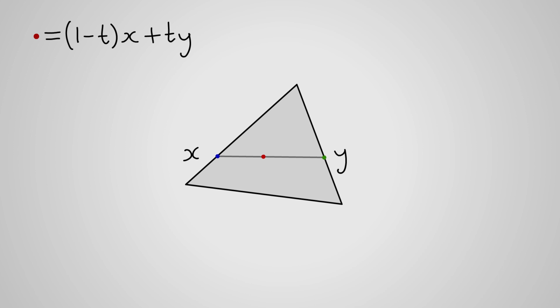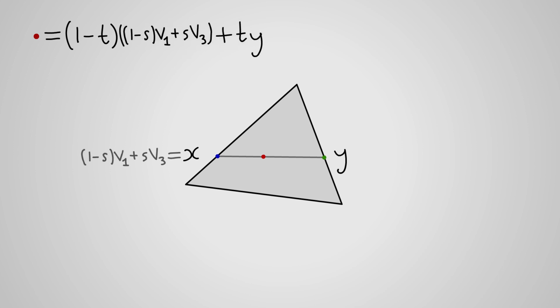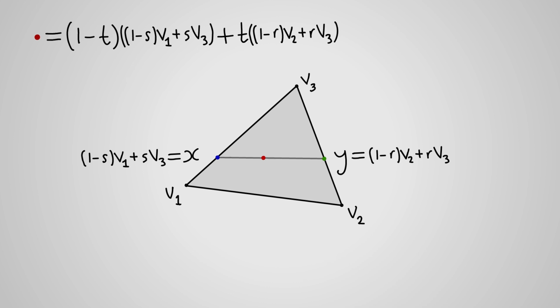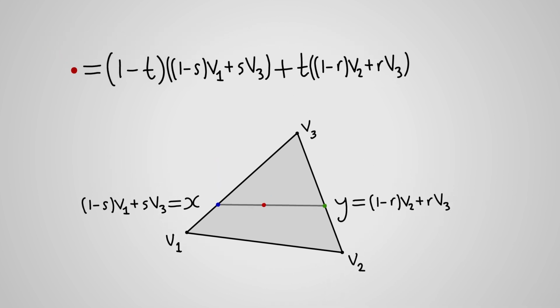But x and y lie on the line segments between the vertices of the triangle, so they themselves are of the form (1 minus s)v1 plus sv3 and (1 minus r)v2 plus rv3, where v1, v2, and v3 are the vertices. Simplifying, this gives the following.